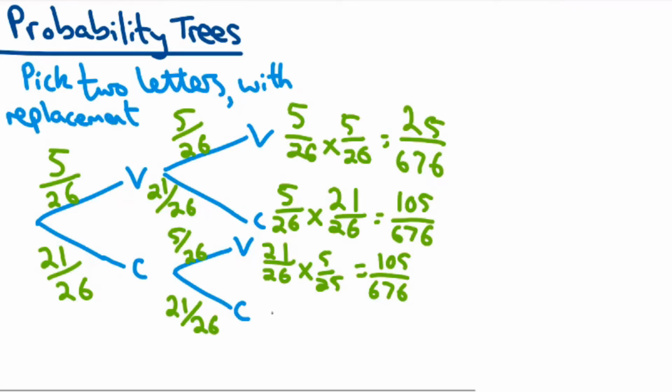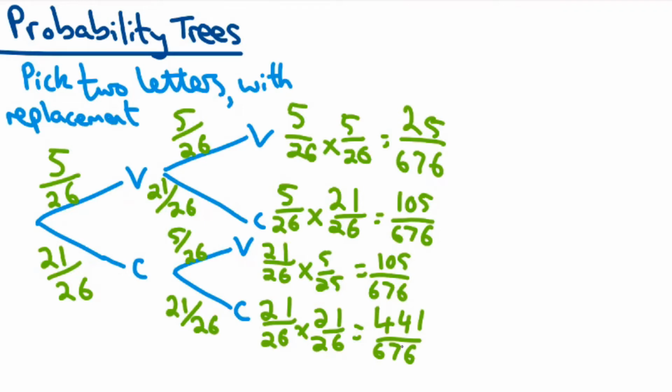Then lastly, for the consonants, the 21 over 26 times the 21 over 26, this will give us 441 out of 676, which makes sense. It's going to be this massive number just because there are so many more consonants than vowels. You are much more likely to get 2 consonants.